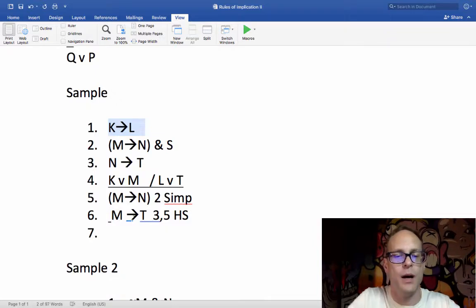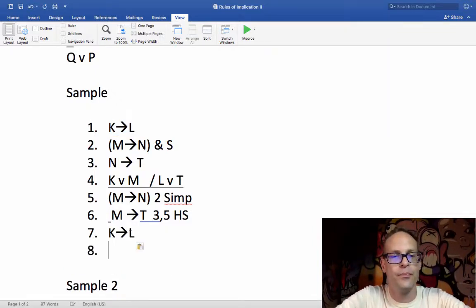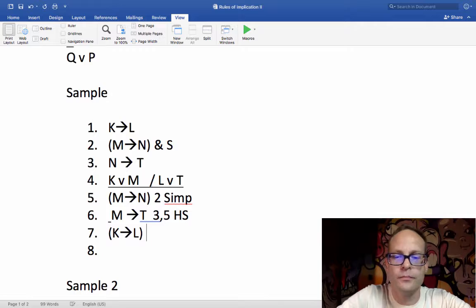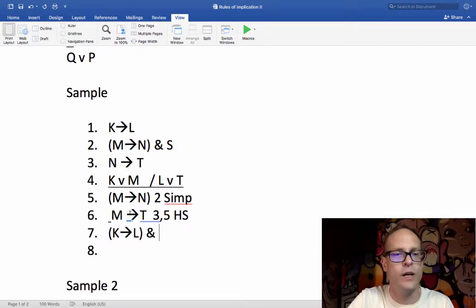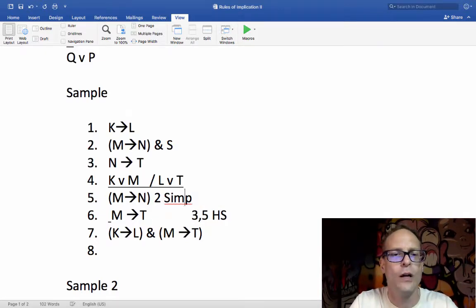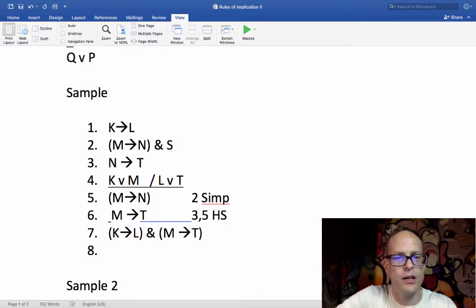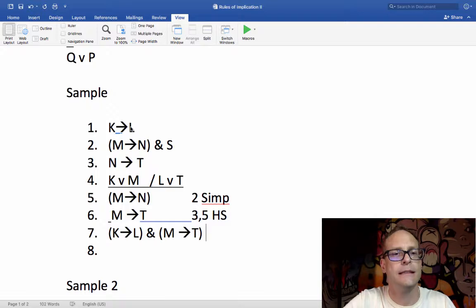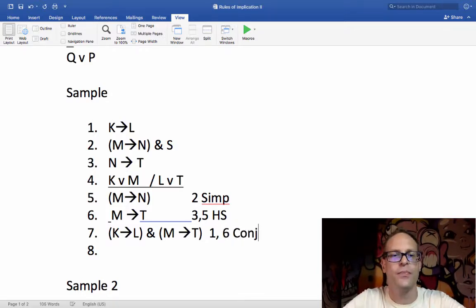So now you notice I've got m implies t here, and I've got k implies l here. So what I want to do is I'm going to combine line 1, I'm going to do some parentheses here to make it legit, I'm going to combine line 1 with line 6. And I'm just going to cut and paste line 6 to make it a little bit easier. Okay, and then remember you have to tell your grader or your reader what rule you used here. And I'm going to tell you I used line 1 and line 6, conjunction. 1, 6 conjunction, right?